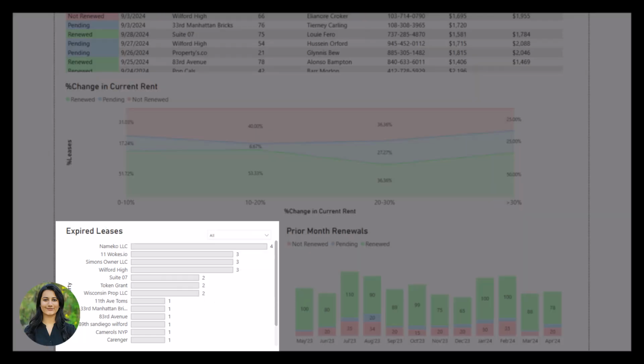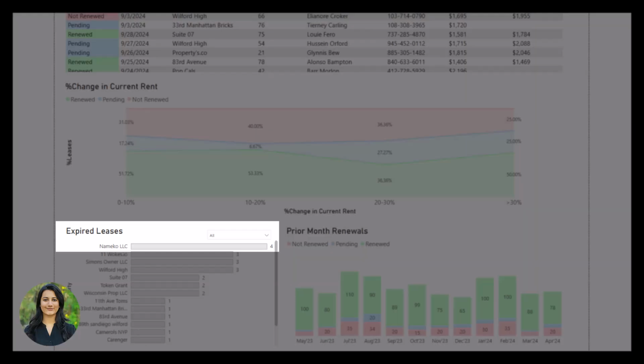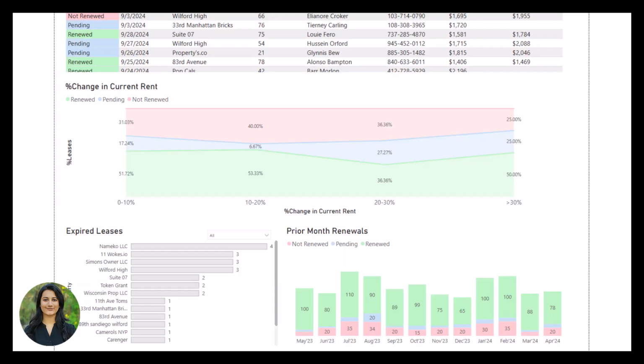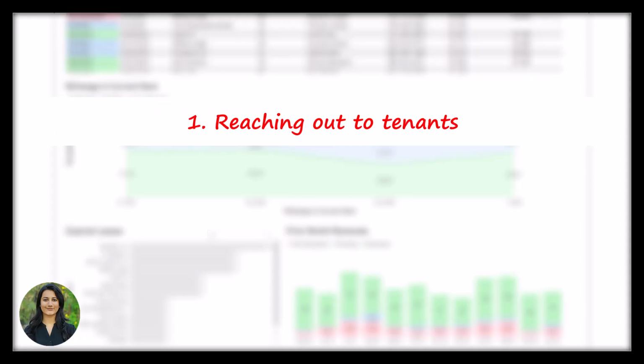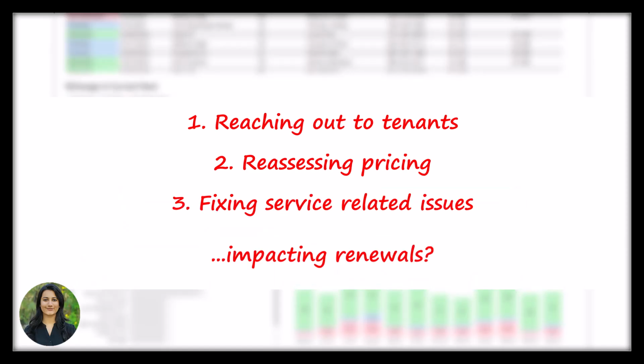The next visual shows us which properties have had the highest number of leases expire without renewal. It helps quickly identify where tenant retention is dropping. Nameco LLC has the highest number of expired leases, and we can also spot several other properties with high expiries. These properties should be prioritized for follow-ups, whether that means reaching out to tenants, reassessing pricing, or fixing service-related issues that may be impacting renewals.